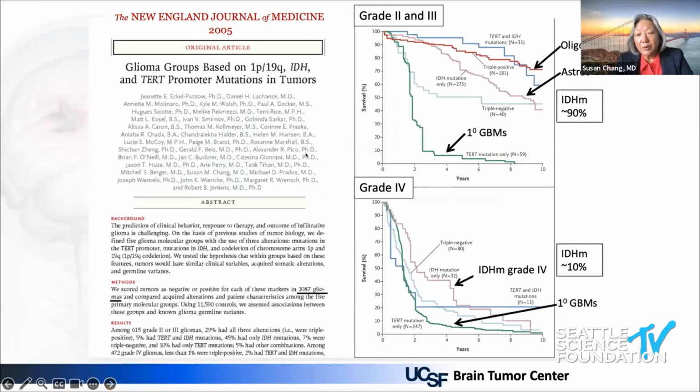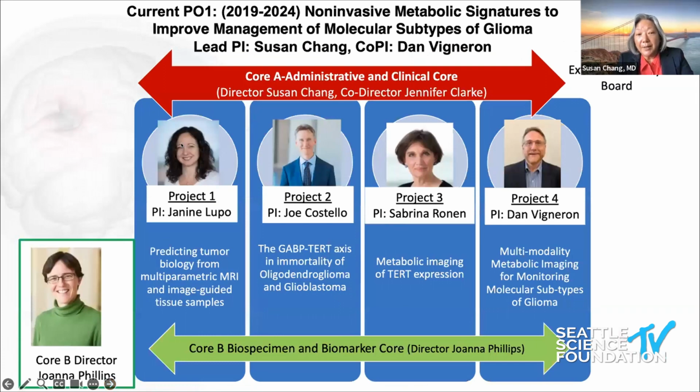We can also, understanding that tumors are now being divided up, as you all know, based on IDH mutation as well as TERT promoter mutation, et cetera. How do we leverage this information about the biology of these tumors into the metabolism? Well, this is work that we did looking at improving the management of molecular subtypes of glioma, looking at non-invasive and tissue correlates. This work includes 4 projects and 2 cores, the administrative core and the tissue core.